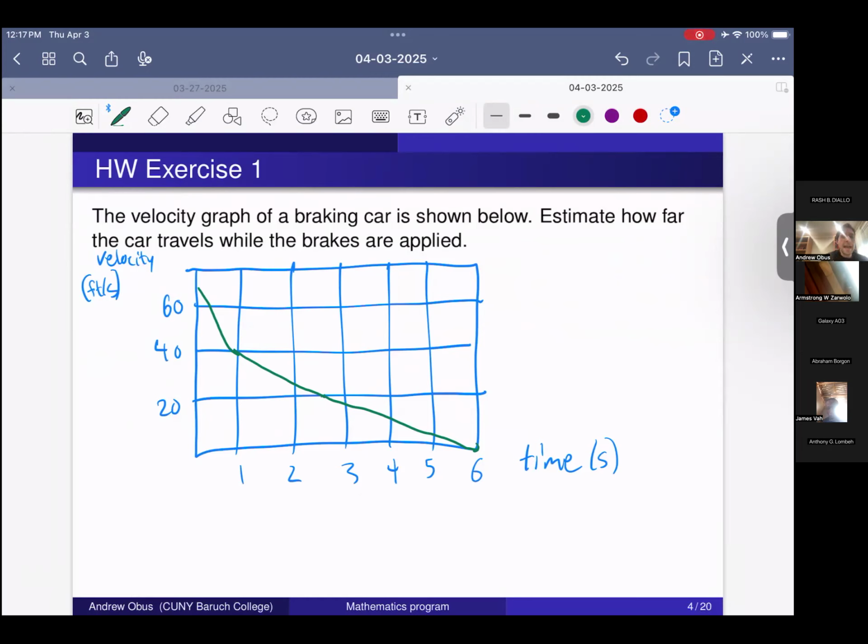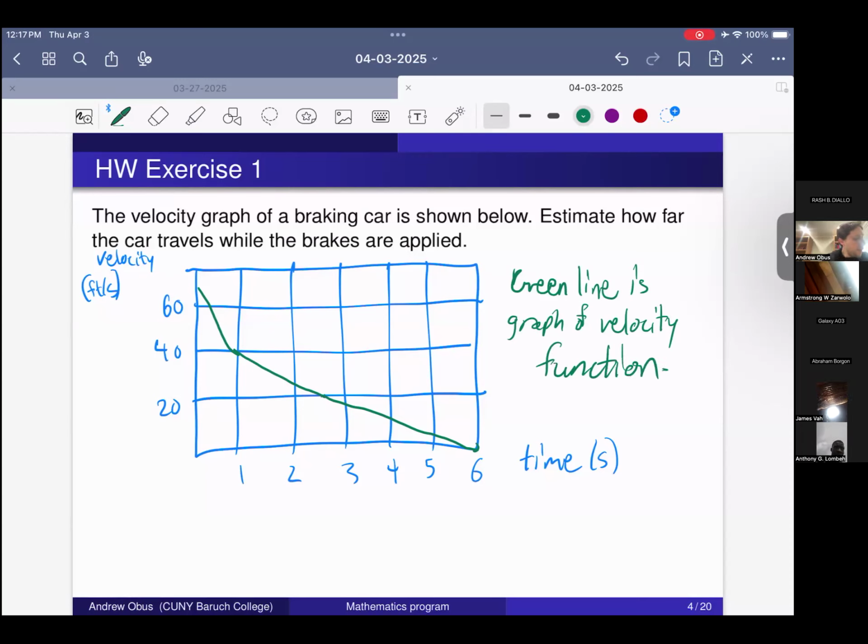So this gives the velocity. The green line is the graph of the velocity function, right? And the question is just to estimate roughly how far the car travels while it's braking. So we basically just need to estimate the area under this curve. Does anybody have an estimate for how we do this?